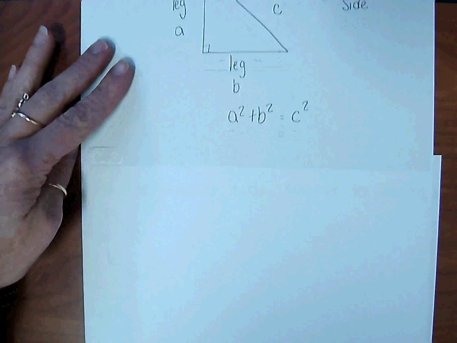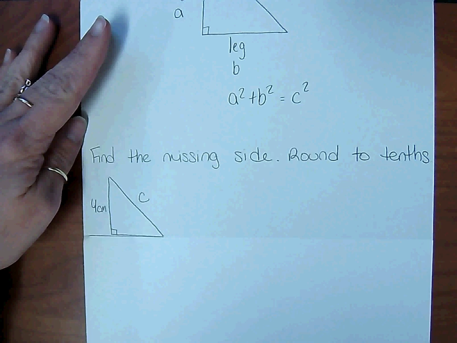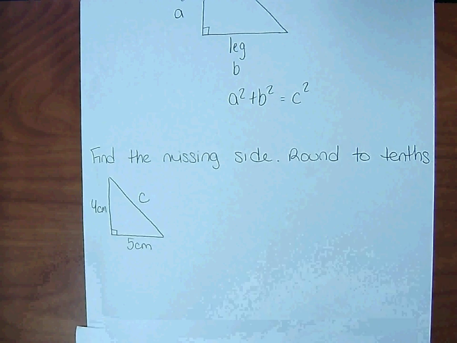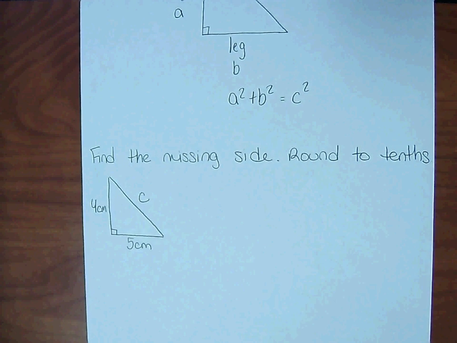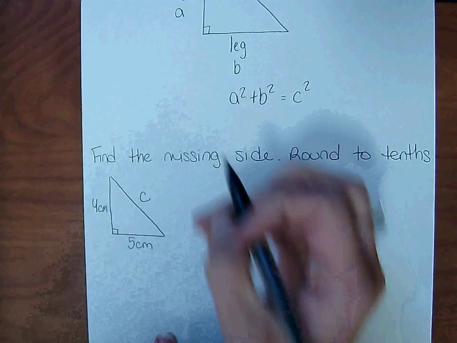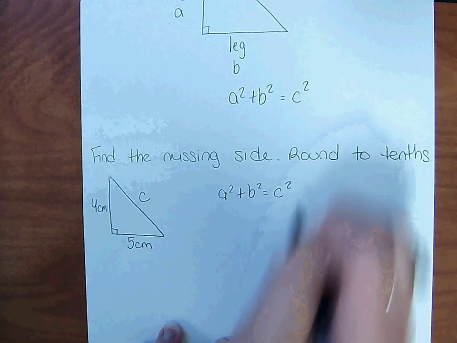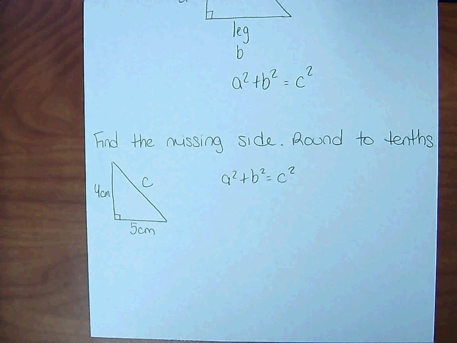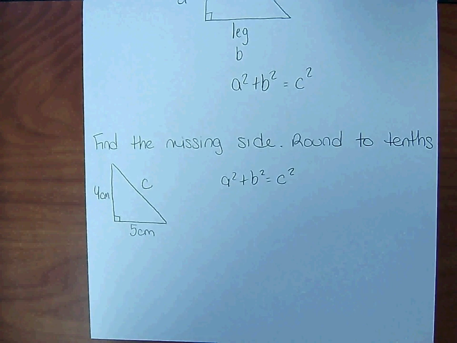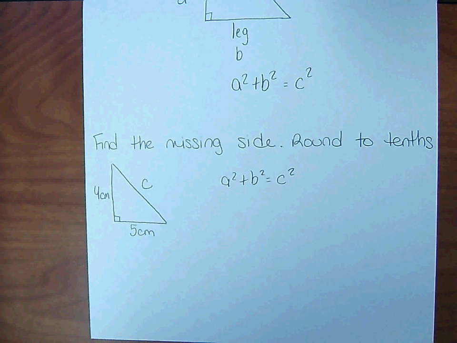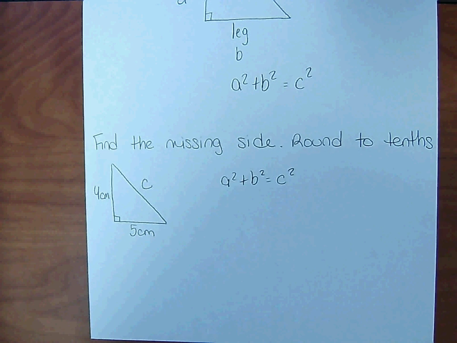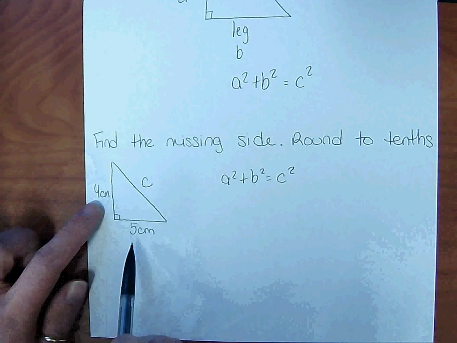So let's go ahead and find the missing side in the right triangle, and we're going to round to the tenths. So write your formula. A squared plus B squared equals C squared. In this formula, there's going to be three things unknown, A, B, and C. They have to give you one less than the total. And in this case, the two variables that they gave you are the legs, the A and the B.